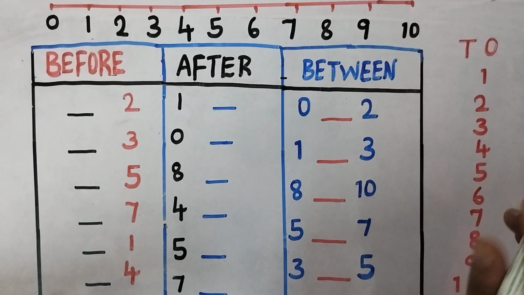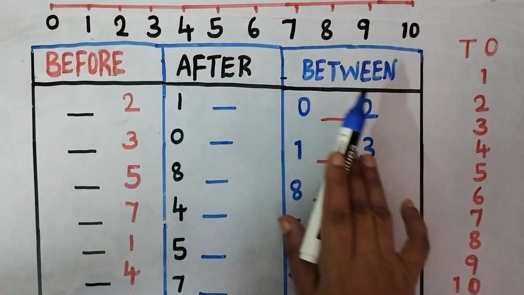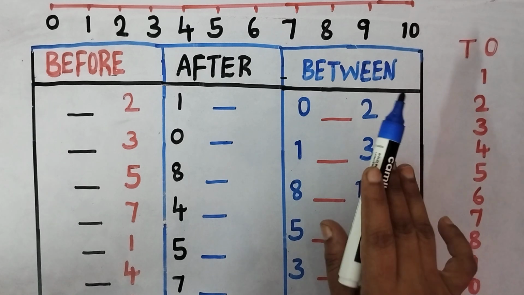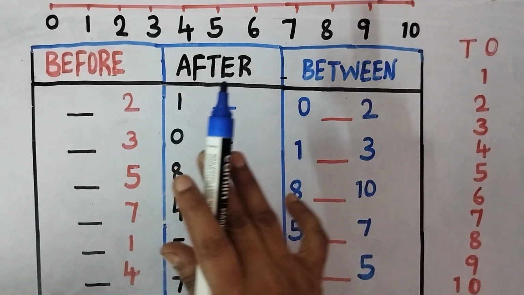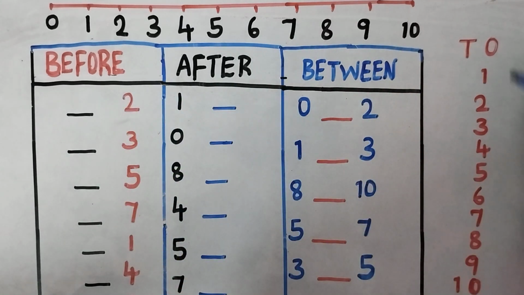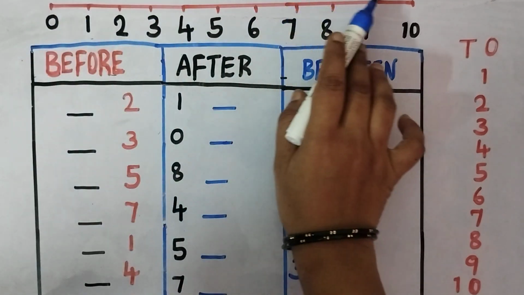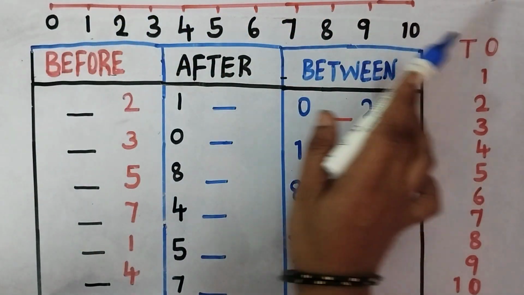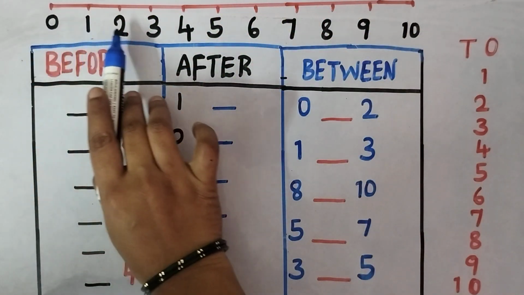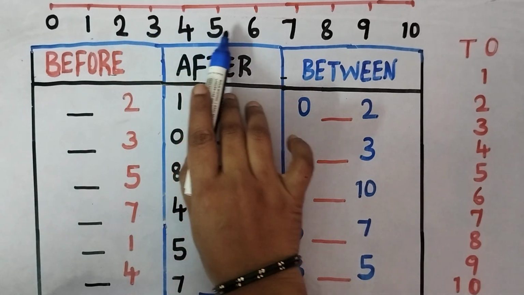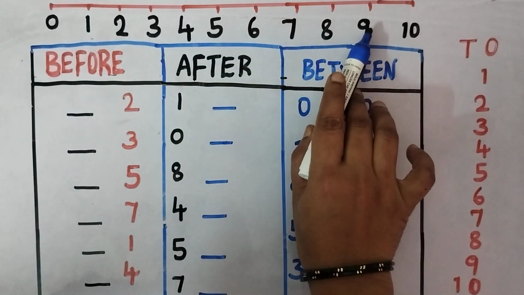Children, today we learn about before, after, between numbers. Before going to that, first we have to learn the numbers from 0 to 10. Repeat after me, children. 0, 1, 2, 3, 4, 5, 6, 7, 8, 9, 10. Here I also wrote the number line from 0 to 10. 0, 1, 2, 3, 4, 5, 6, 7, 8, 9, 10.